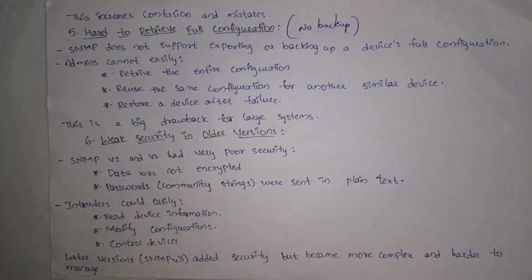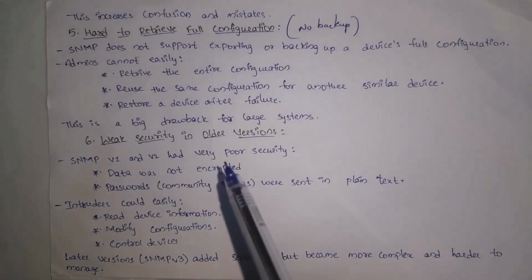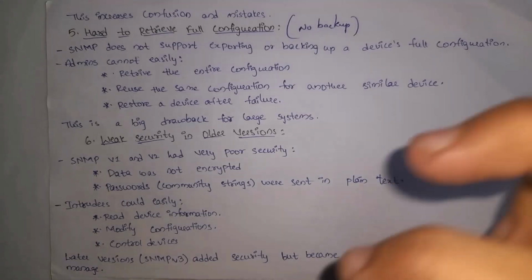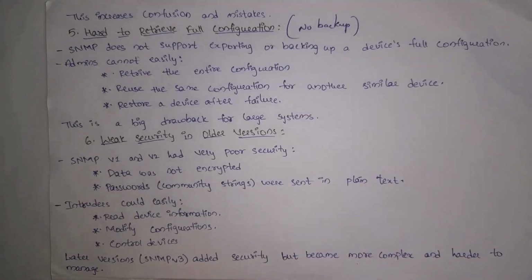And the sixth problem is weak security in old versions. Guys, in SNMP version 1 and 2, security is very low. So hackers can easily hack data. But in SNMP version 3, security is improved.